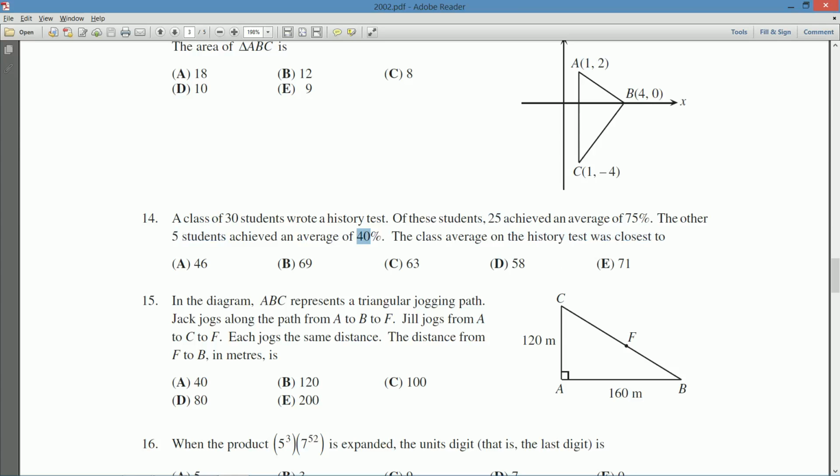So 5 students got 40%. Most of them get an average of 75%. I would guess, based on these numbers here, that the bulk of them tended sort of towards the 75%. I'm going to rule out things like 46 and 58 just on principle. I'm also tempted to rule out 63, so I think the answer is either 71 or 69. I'd probably bet on 71 myself. But we'll see how it goes. But I think we can just, thinking about it, narrow it down to a couple answers. But let's see how we can actually solve this question using mathematics.